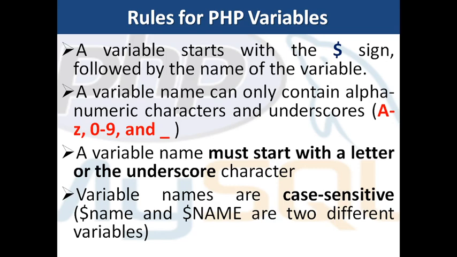A variable name must start with a letter or the underscore character. It means a variable name cannot start with a number. Variable names are case sensitive. $name in lowercase and $NAME in uppercase are two different variables. However, in PHP, all keywords, for example, if, else, for, echo, etc., classes, functions, and user-defined functions are not case sensitive.